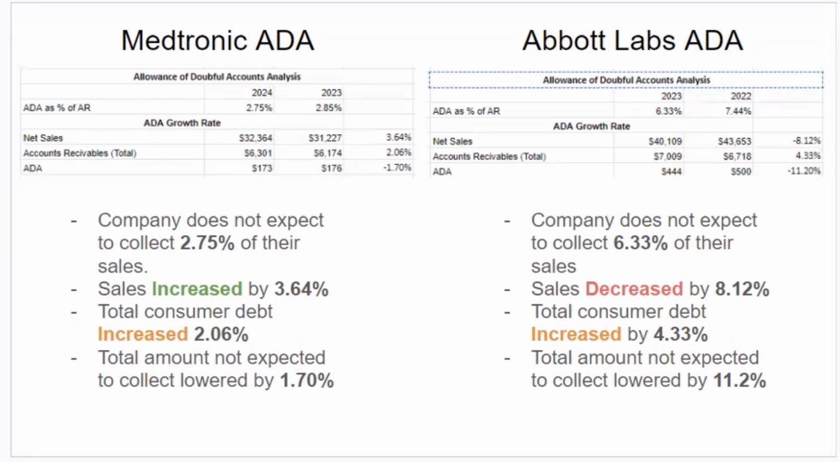For Abbott Laboratories, we can see that the company does not expect to collect 6.33 of their sales in 2023, which is a pretty big drop in comparison to 2022, which was 7.44. Going into the growth rate, net sales decreased by 8.12%. So unfortunately, that's not a good thing for the company, and the consumers debt increased by 4.33.